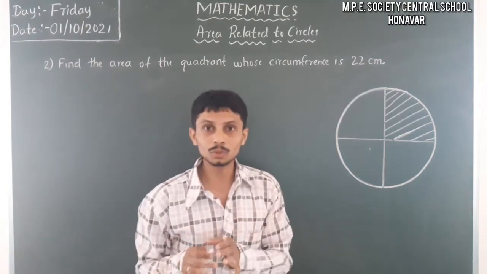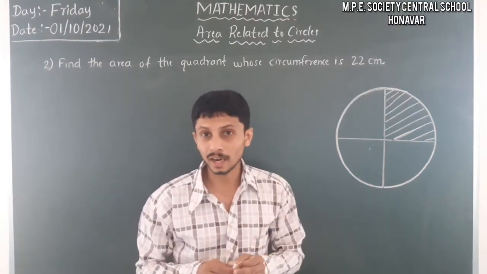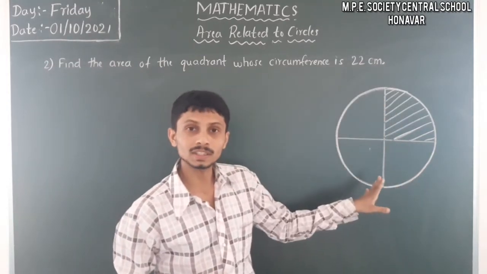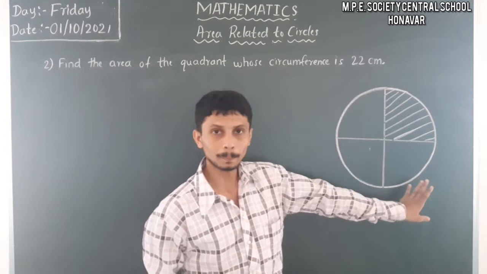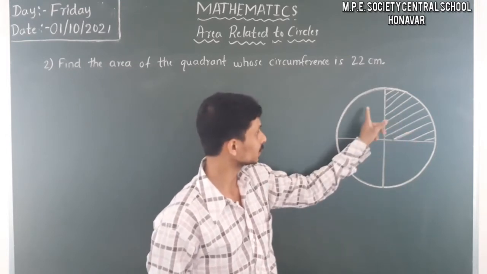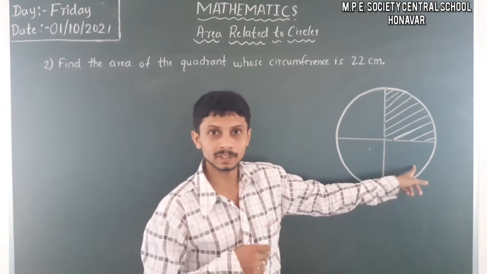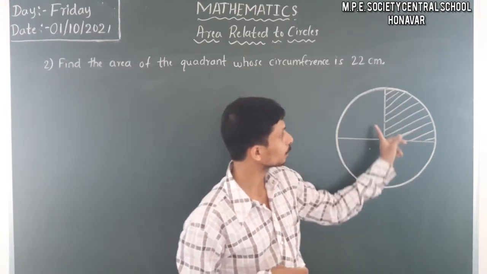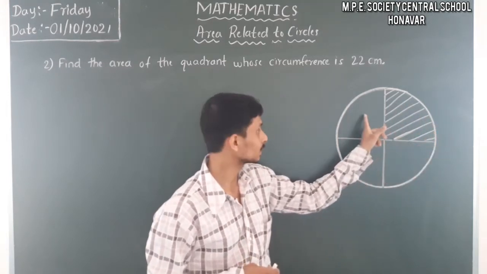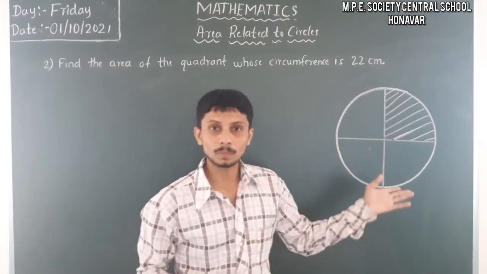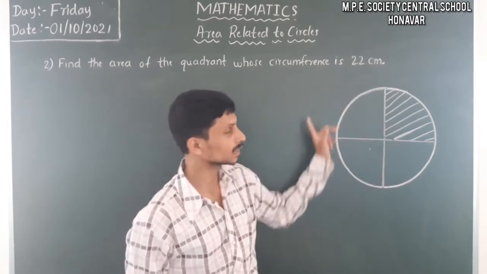Quadrant, you already know, comes from the Cartesian plane. The Cartesian plane splits the plane into four parts: first quadrant, second quadrant, third quadrant, and fourth quadrant. Already you know that in coordinate geometry. The pattern of the first quadrant is plus comma plus. Here it is minus comma plus, minus comma minus, and here plus comma minus. Already you know that. So that is nothing but a quadrant.